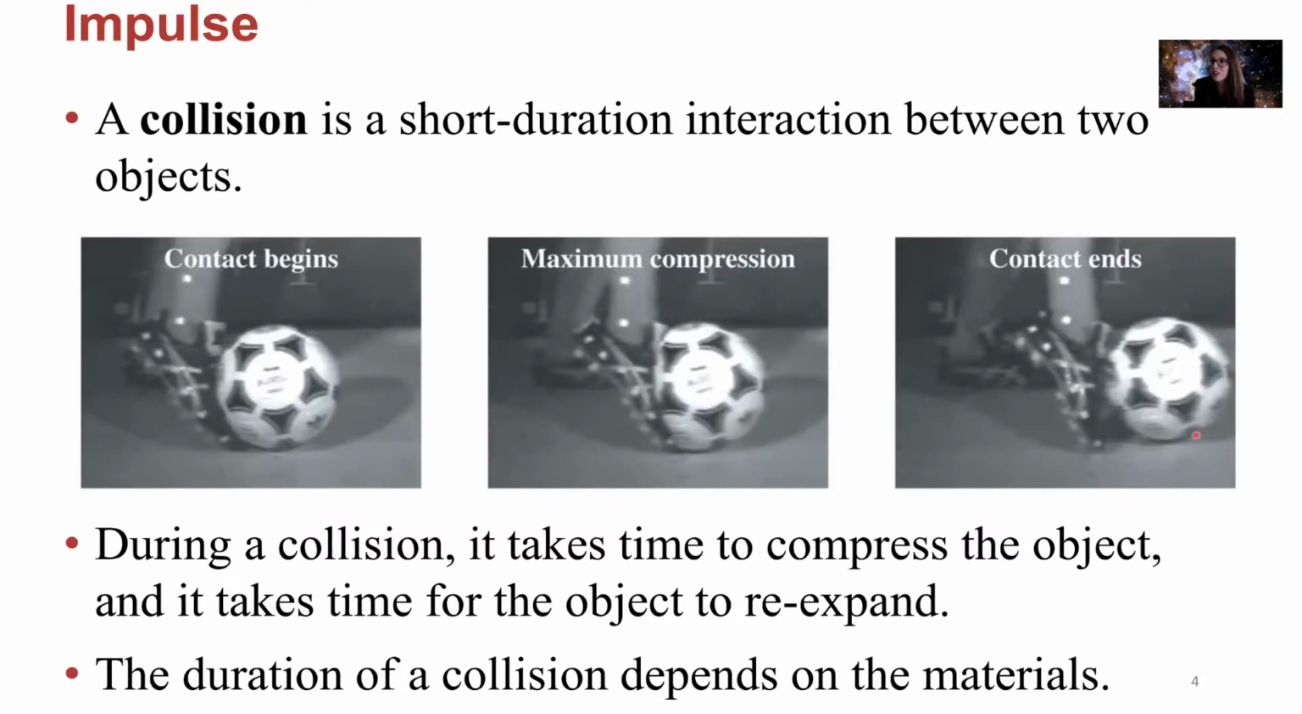And then at the end, your foot is done impacting the ball. Your foot stops being in contact with the ball, well, if you're not American, a football, but if you're American, a soccer ball. Okay, so during the collision, it takes time to compress this object, and it takes time for that object to re-expand. The duration of your collision depends on the material. So that's your delta T in the impulse equation. And that force is the force that's being applied by the contact between those two objects. So F delta T is equal to your change in momentum.